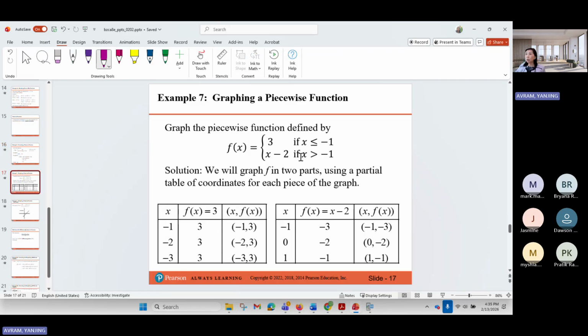Okay, so how do I graph this one right here? This is a piecewise, right? And this will be pretty much a typical test question, right? One is constant, one is linear. Actually, it's very easy to graph, okay?